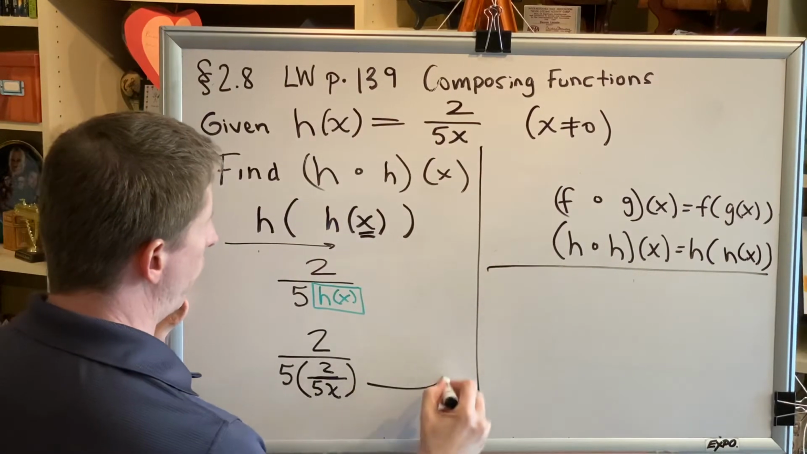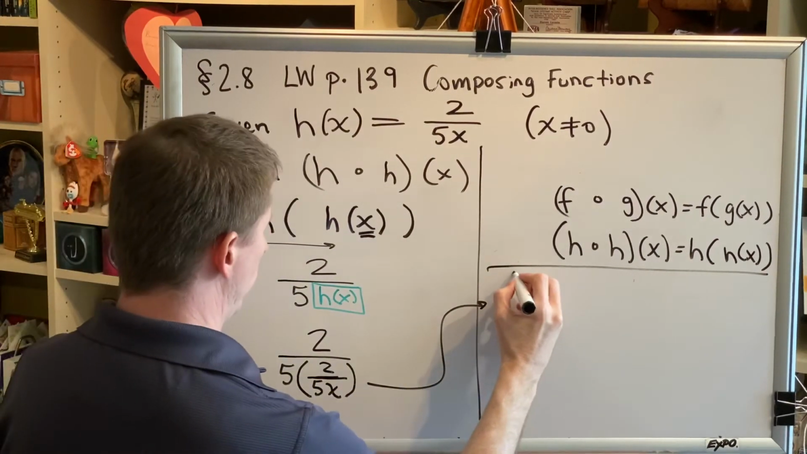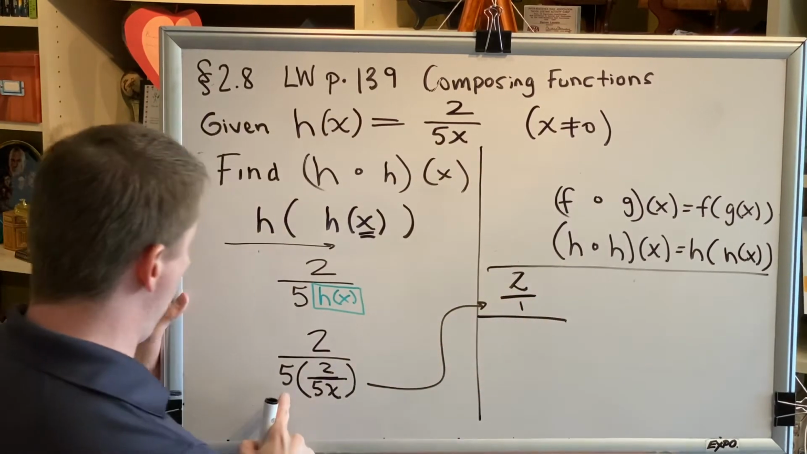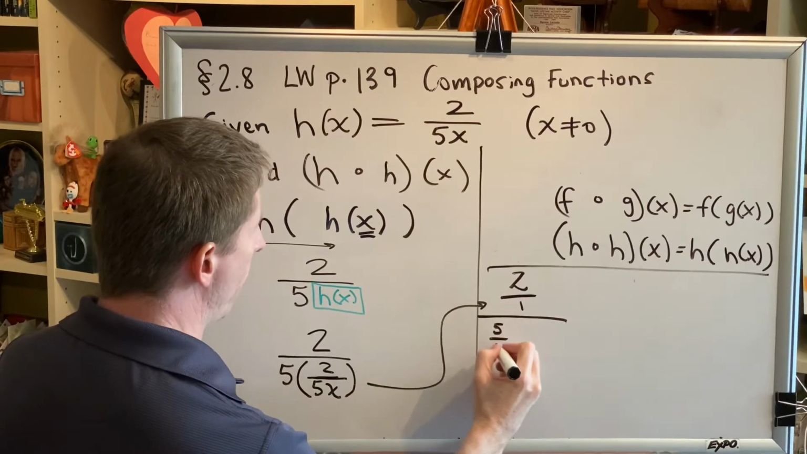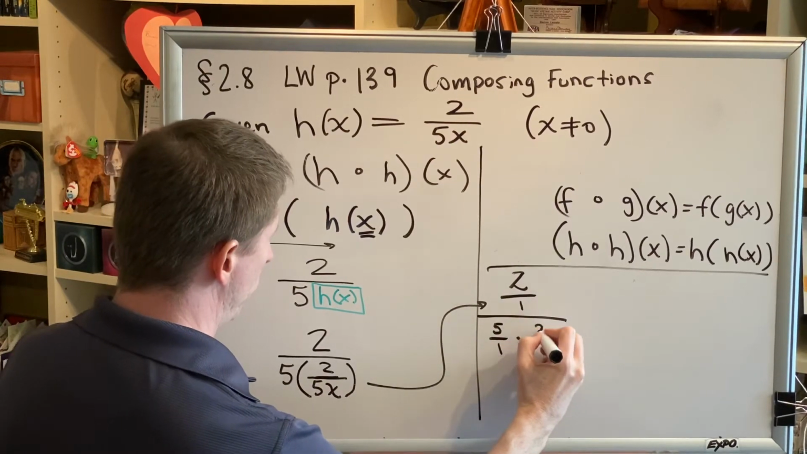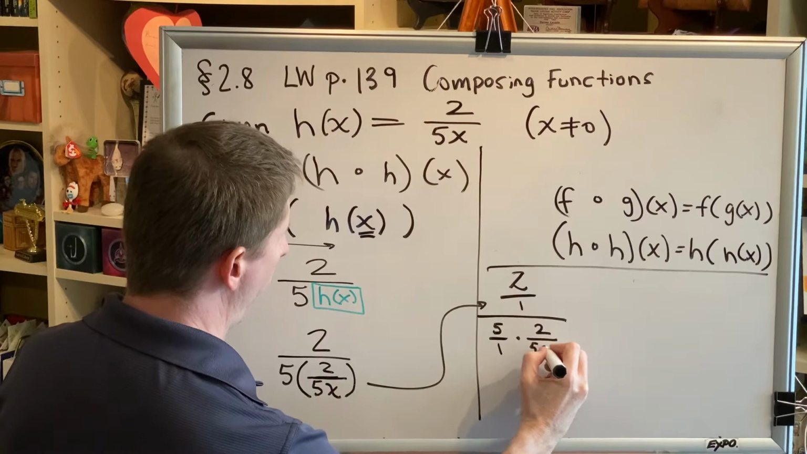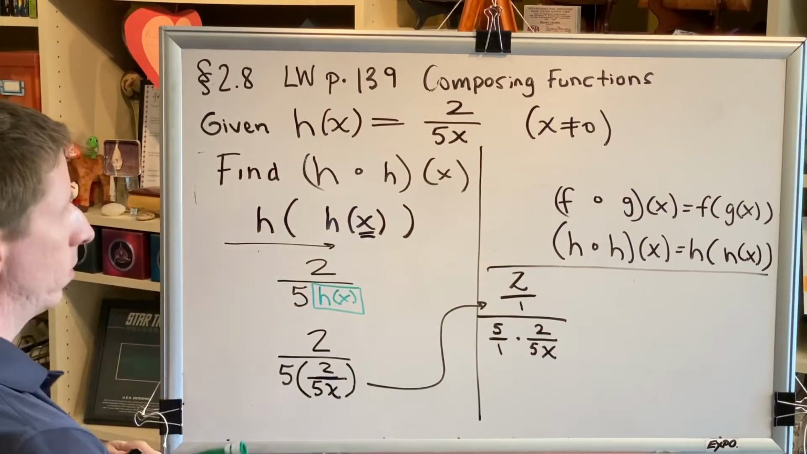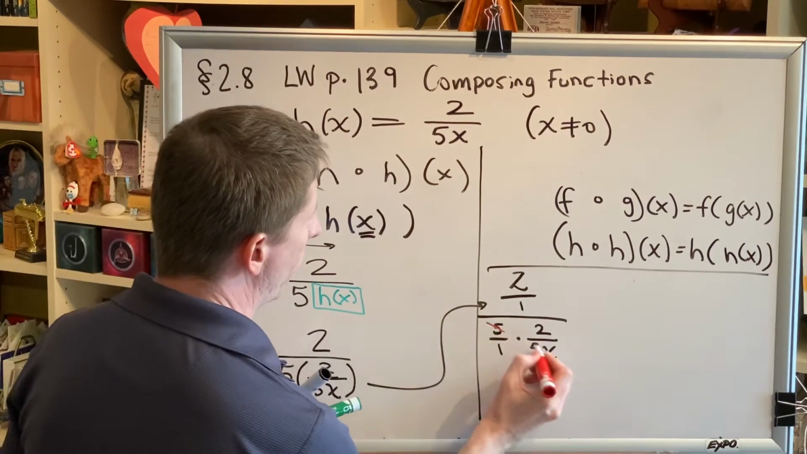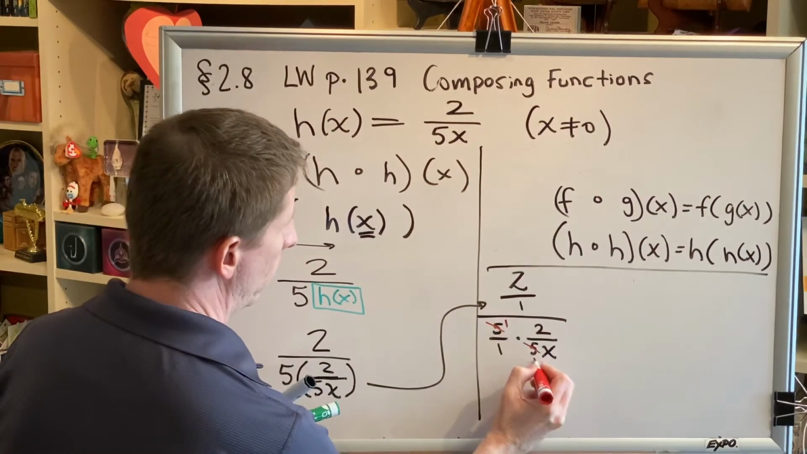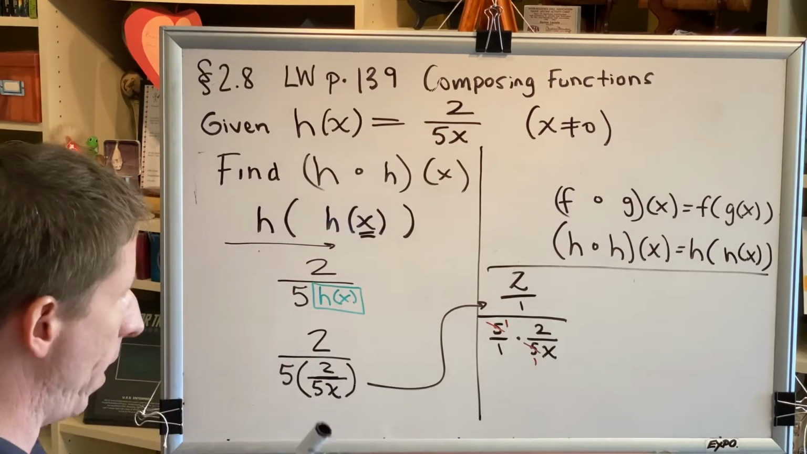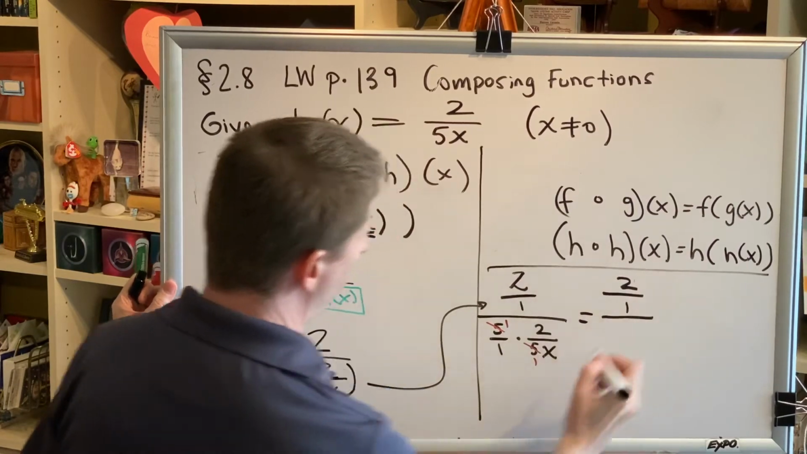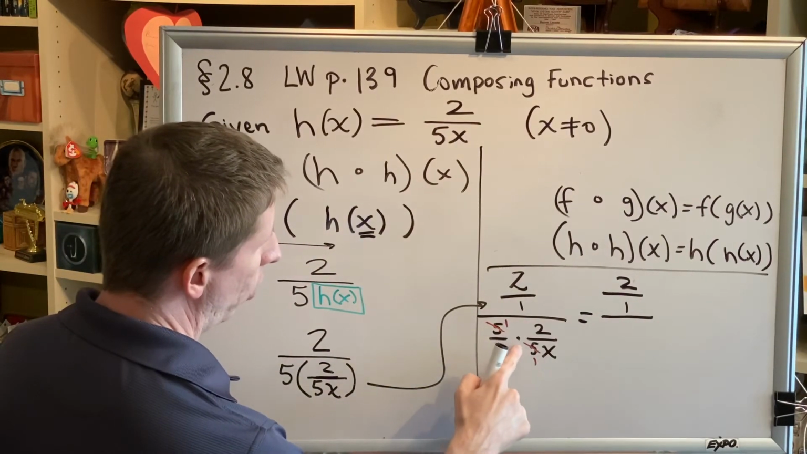Let's simplify this even further. 2, which we can write as 2 over 1, divided by 5, which we can write as 5 over 1, times 2 over 5x. These 5's can be canceled. They're both factors, so they turn into the number 1. And so now in my denominator, I'm going to have 2 over x.